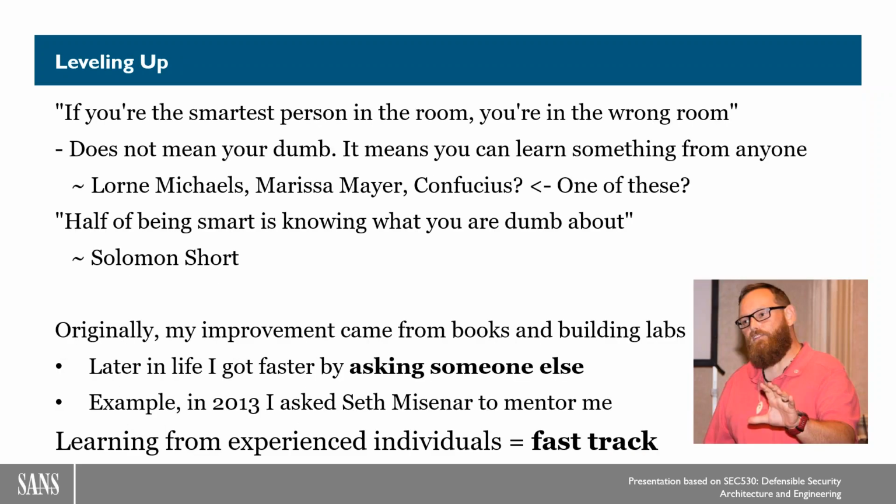And one of the things that'll help you level up the quickest is finding someone that's smarter than you about something and asking them for help. If you're the smartest person in the room, you're in the wrong room. What that just means is surround yourself with people, because everybody knows something you don't. And if it's something you care to learn, you're around the right person because you can ask. Half of being smart is knowing what you're dumb about. I'm really good at that.